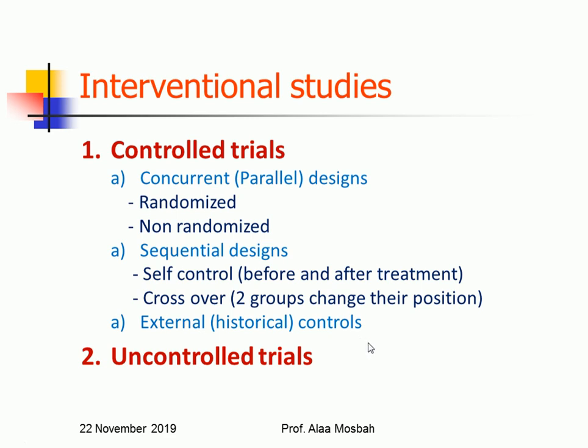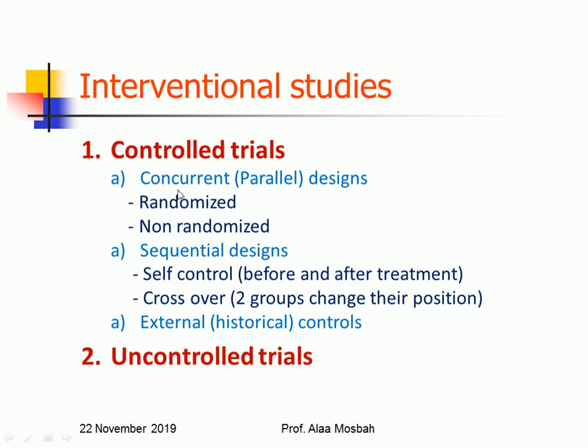What does this mean? I wanted to explain the controlled trials more. First, controlled trials means that I'll do a clinical trial and I have a control group. But in the other category, I'll do a clinical trial, but I do not have any control group. Okay? About the controlled trials.